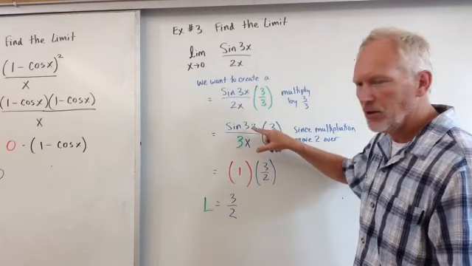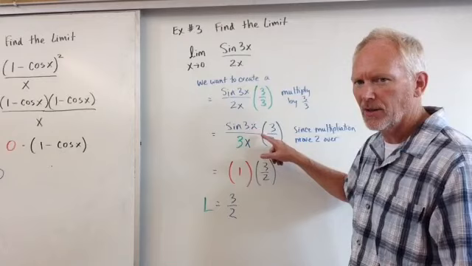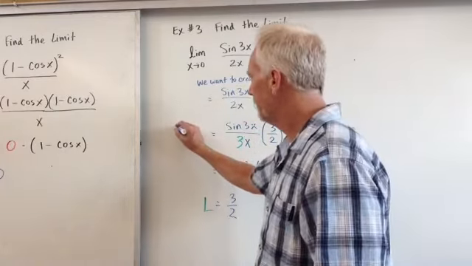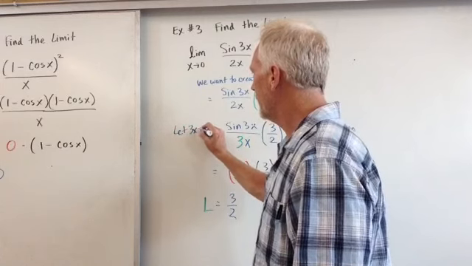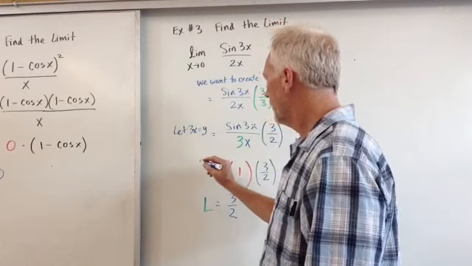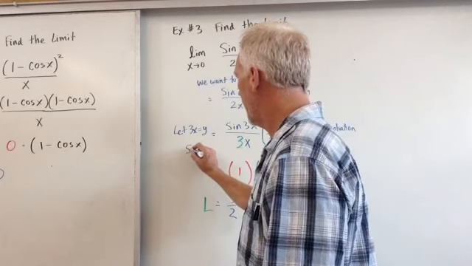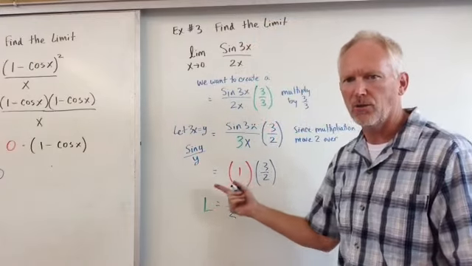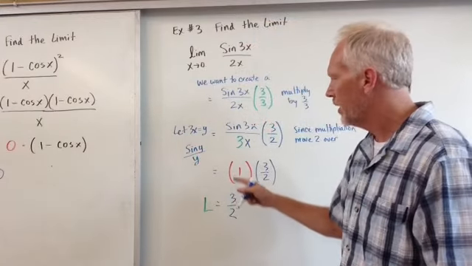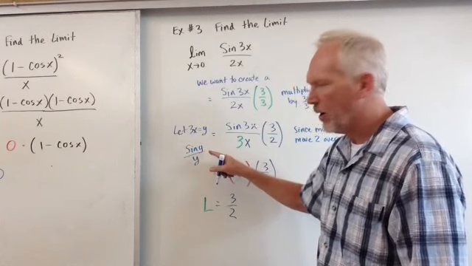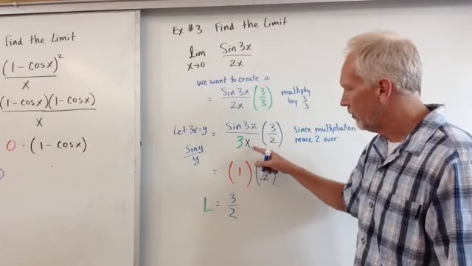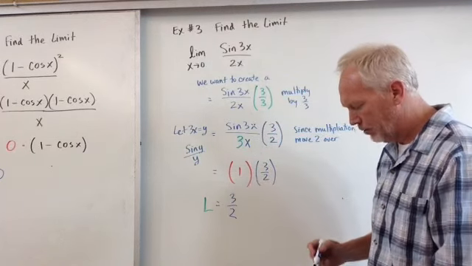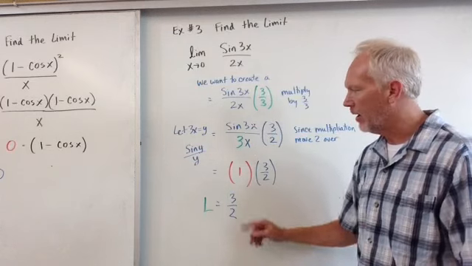Now, since this is 3x over 3x, this isn't just anything, right? We have to then say let 3x equal some y maybe. And that would be sine of y over y. As just an example, we could use w or p or anything like that. But this is why we get the identity to work. So sine of 3x over 3x, that identity becomes 1 times 3 over 2. And we end up with the limit of 3/2.